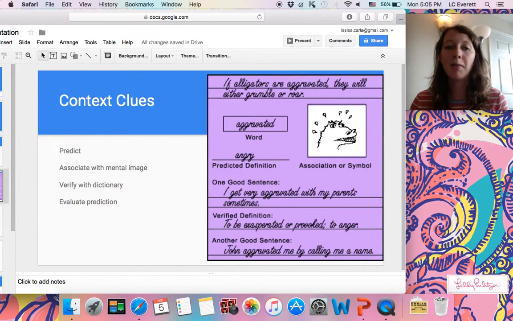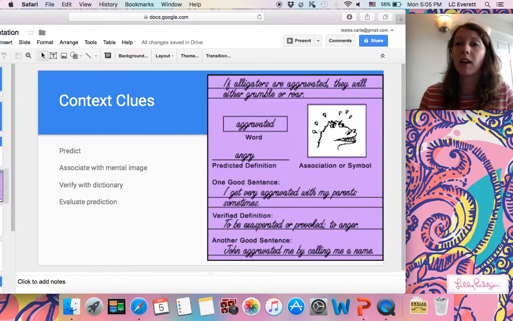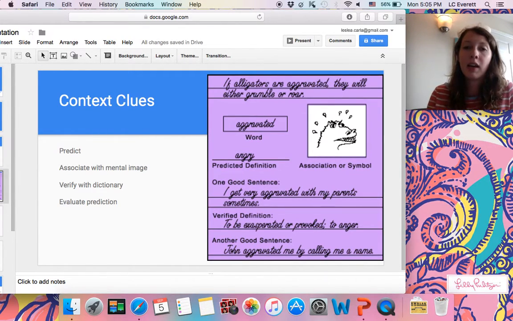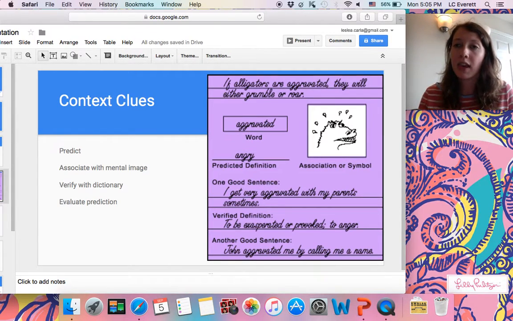So they looked it up to verify the definition, and the true definition is to be exasperated or provoked to anger. So if they go back and evaluate their prediction, they're going to say, I thought it was angry. This definition says to be exasperated, provoked, or to anger. So I was right, and then they can keep on with their reading. If they weren't right, they can think about why they might not have been right or what clues they missed in reading.